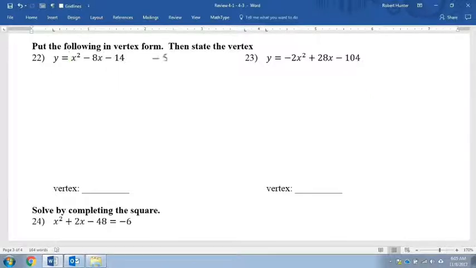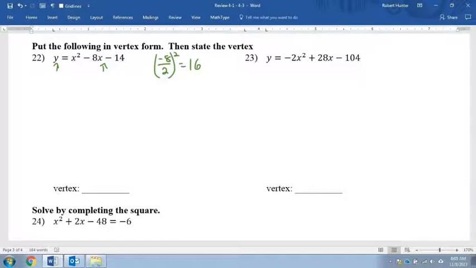So negative b, that's, oh no, not negative b over 2a, it's b over 2 squared. I apologize, b over 2 squared. So your b value is negative 8, divided by 2 is negative 4. Squared gives you a positive 16. So again, we're going to add it once after the x, and once on the other side.